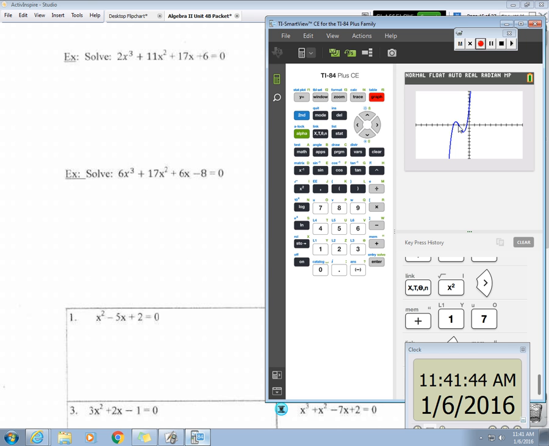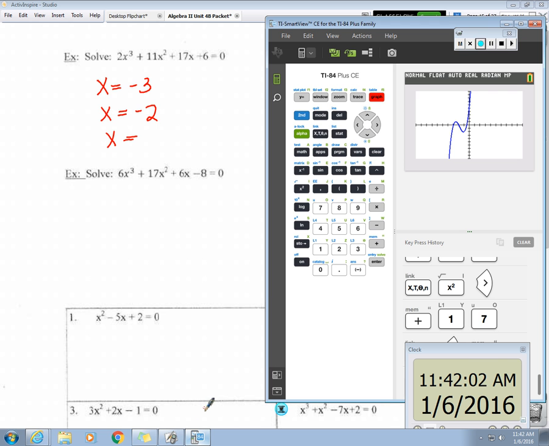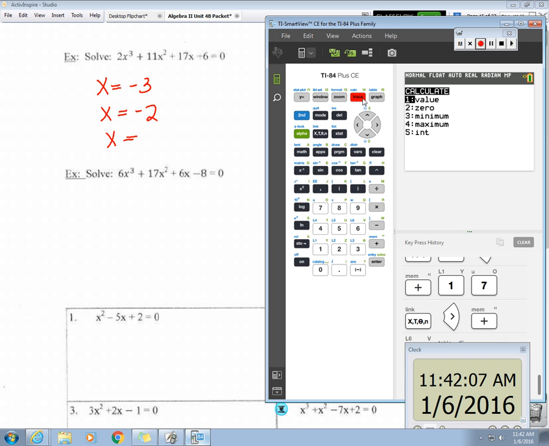Where does this one cross? What about this one? So now you see why we weren't able to factor it? Because we didn't have nice whole numbers. So we know that we have one at negative 3 and negative 2, right? But to find our third one for sure, so we're not wrong, okay, is everybody paying attention? Hit second trace. And then aren't we looking for where it crosses the x-axis? 0. Isn't 0 another word for x-intercept? So we go to 0.